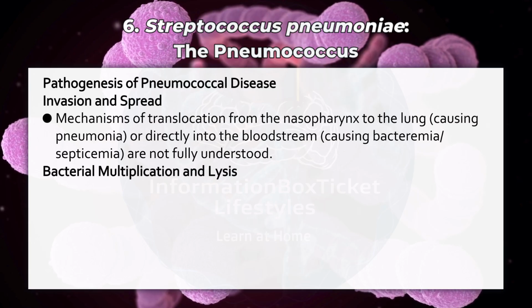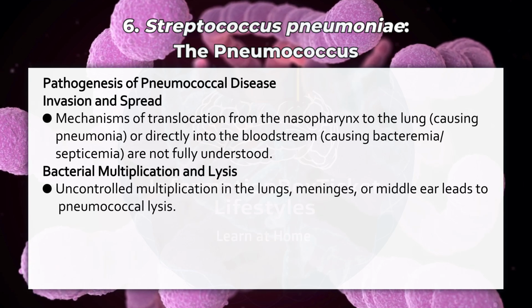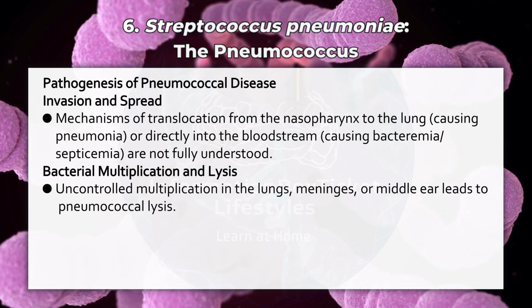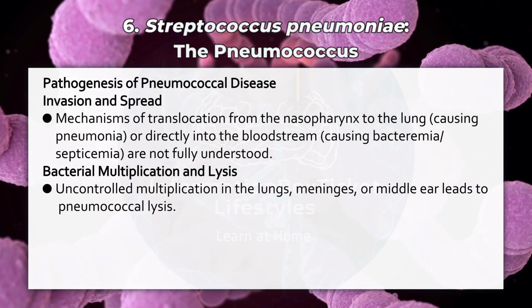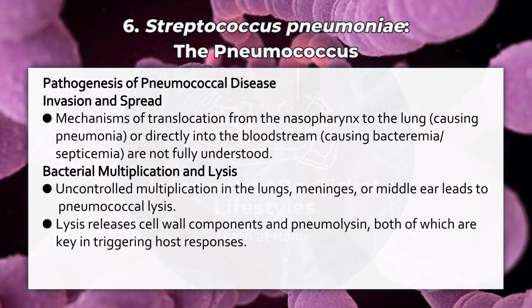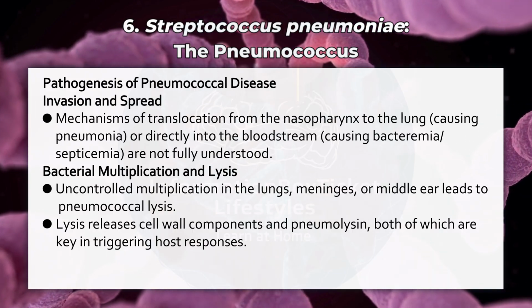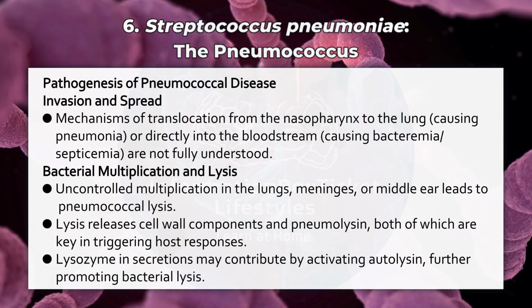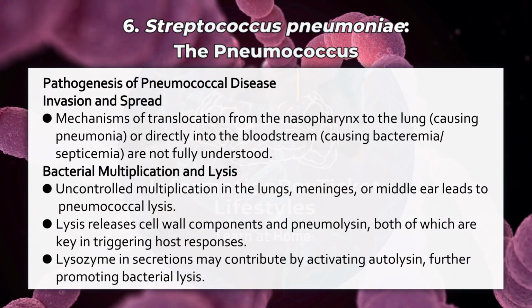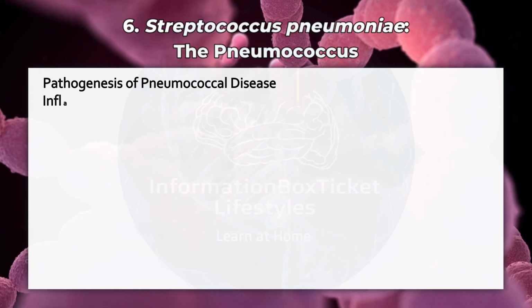Bacterial multiplication and lysis: uncontrolled multiplication in the lungs, meninges, or middle ear leads to pneumococcal lysis. Lysis releases cell wall components and pneumolysin, both of which are key in triggering host responses. Lysozyme secretions may contribute by activating autolysin, further promoting bacterial lysis.